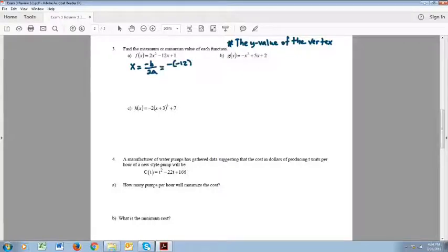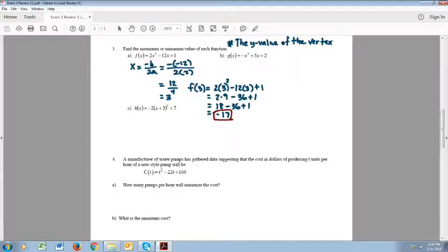So here you're going to get negative 12 over 2 times 2, and so we're going to end up getting 3. And that's just the x value of the vertex. Then you'll plug that into the function to get the y value of the vertex. You'll get 2 times 9 minus 36 plus 1, and we're going to end up getting negative 17 here. Now because of the 2, this parabola opens up, which means we're going to have a minimum at the bottom there. So negative 17 is our minimum value.